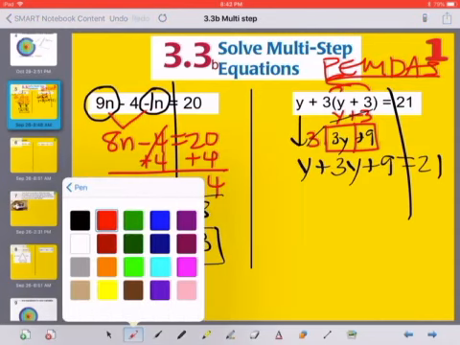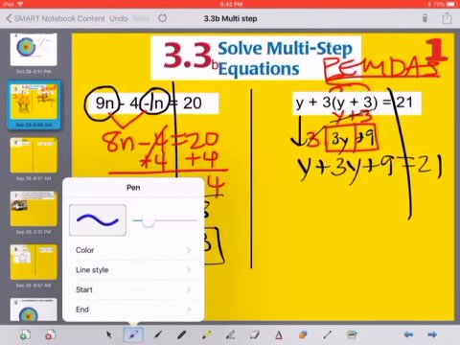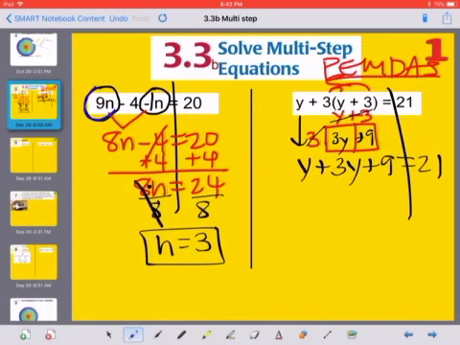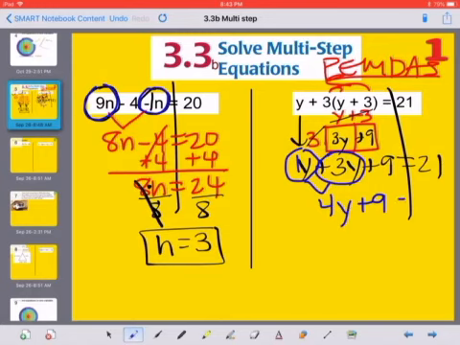So let's continue on. Now that we've distributed, we have, just like this last one, two terms we can combine together. We have this 1y and this 3y. 1y and 3y gives me 4y. Copy the rest.